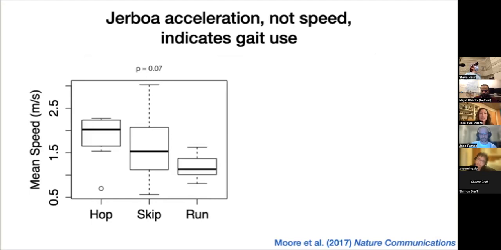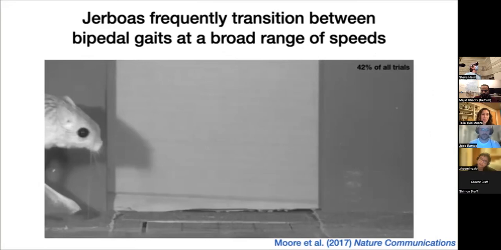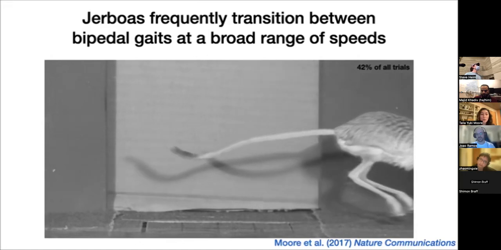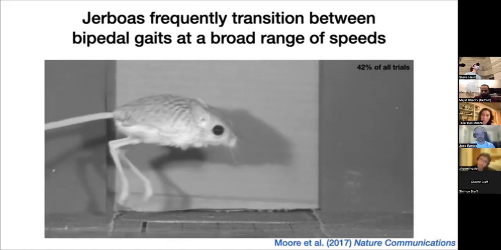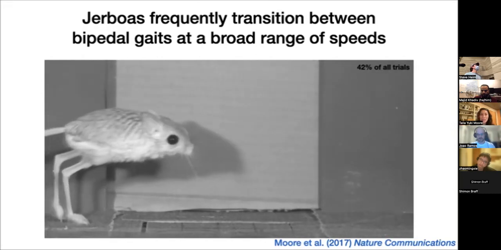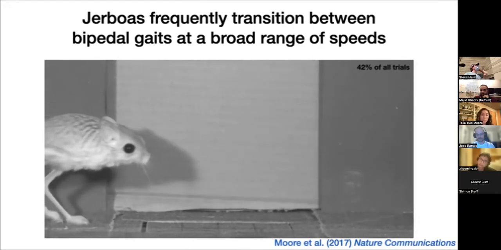Instead, what I found is that the acceleration, not the speed, is a better predictor of gait use. And this means that the gaits are probably very dynamically distinct. The other thing that I found is that the Jerboas are frequently transitioning between these bipedal gaits at a broad range of speeds. So 42% of all the trials involved some sort of gait transition where they were going from one to another. And I thought that was really interesting because frequent transitions between dynamically distinct gaits enhances maneuverability.